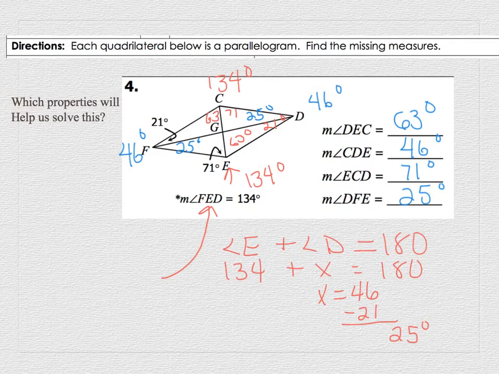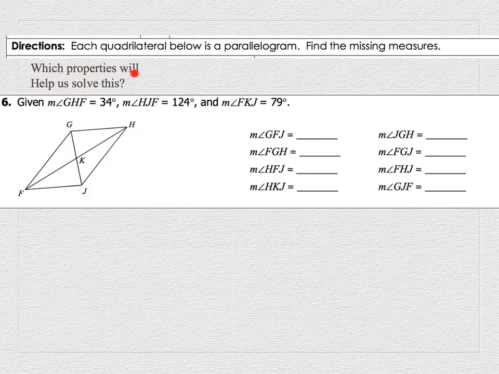Voila, here we go. As I look at this, each quadrilateral is a parallelogram, so the properties are going to help us, and we're going to find all the missing measures. So which properties are going to help us solve this? The ones that have angles: opposite angles are going to be congruent, and consecutive angles will be supplementary. So let's fill in what we know.